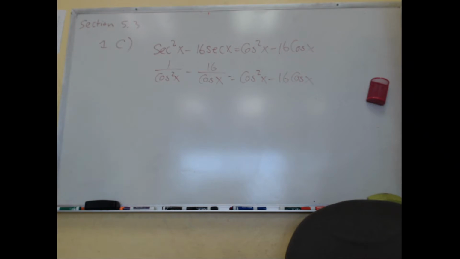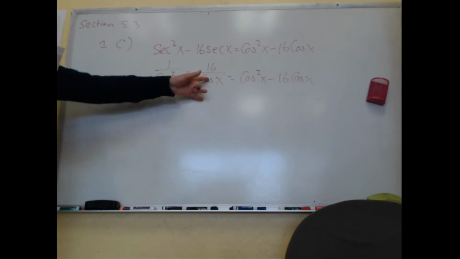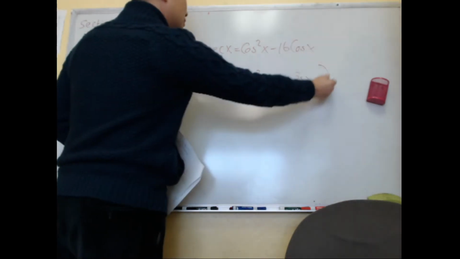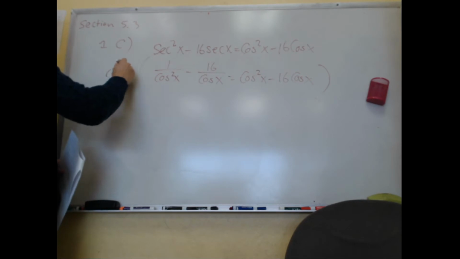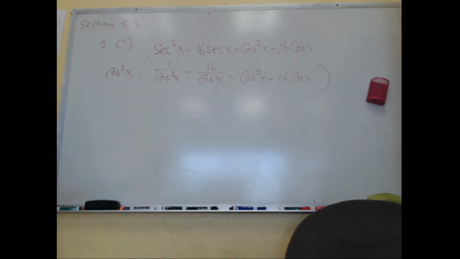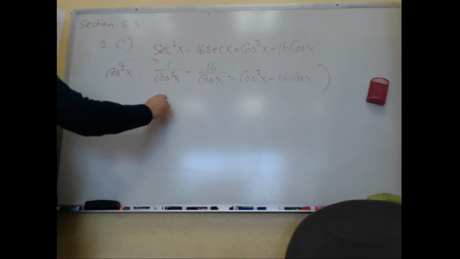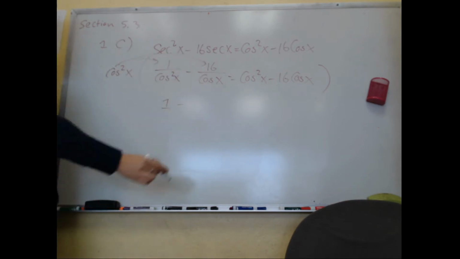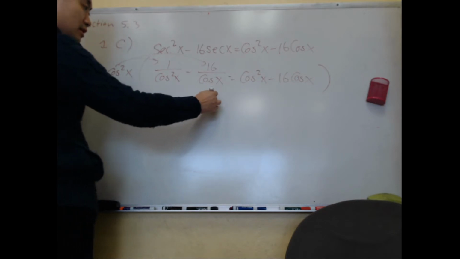So what can we do next? What happens if you don't want to deal with the rational expression? You don't want to deal with the denominator? Back to Algebra 2: common denominator, which is cosine squared of x. Can we just multiply everything by cosine squared of x? Yes, because we want to get rid of the denominator. And then distribute, so we got 1 minus 16 cosine x.